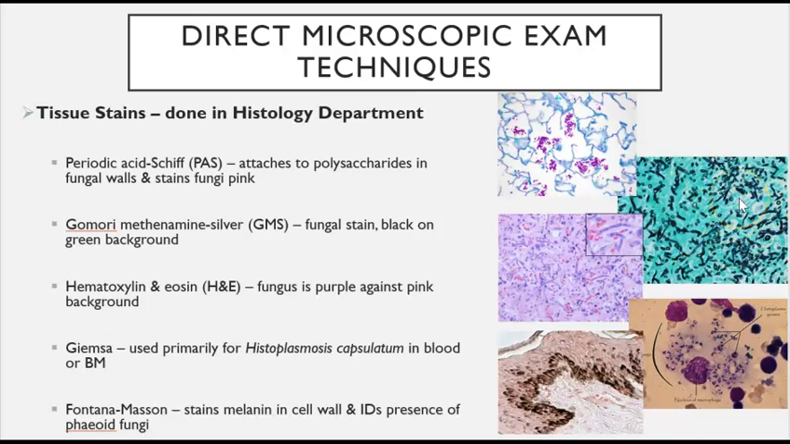Then you have the H&E or hematoxylin and eosin stain. The fungus is purple against a pink background, and that's an example right here. And then you have the Giemsa stain. It's used primarily for histoplasmosis in blood and bone marrow. And your example is right here. And then we have the Fontana-Masson stain, which we mentioned earlier on in this lecture. It stains the melanin in the cell wall and IDs the presence of dematiaceous fungi. And here's our example of the Fontana-Masson stain.